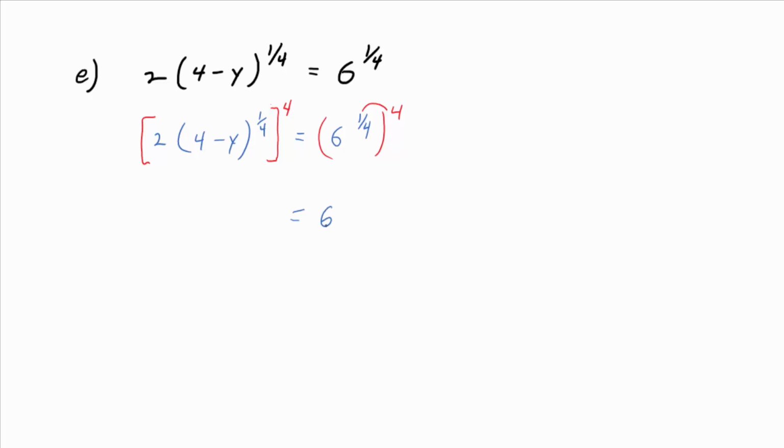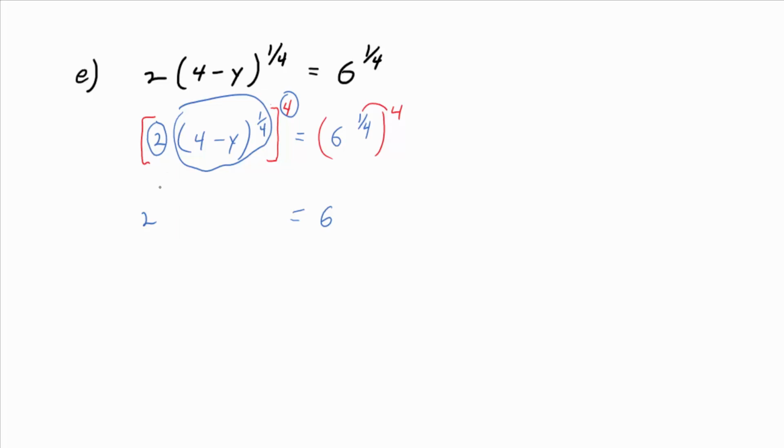You've got 2 times the quantity 4 minus y to the 1/4, to the 4th power. Remember, when you have a product to a power, then that power applies to both factors in the product. So you need to rewrite this left side as 2 to the fourth power. So this exponent applies to this factor and to this factor.